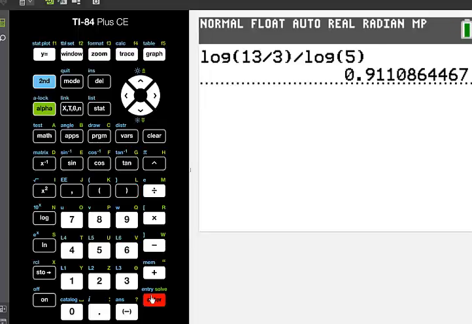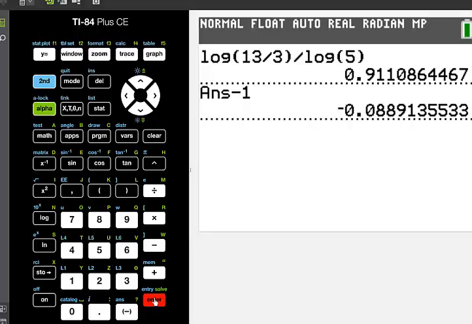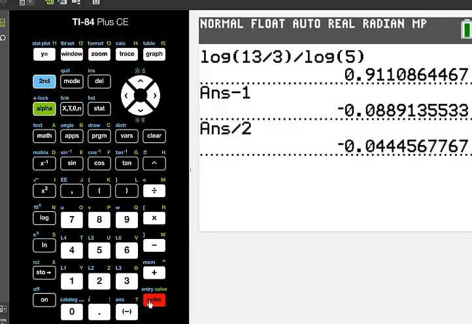Now that does create a long decimal, but the calculator will store that for you. In your next step, just type take away 1. Notice the calculator is taking your last answer and subtracting 1. That's exactly what we want. Hit enter again so that you have another preliminary answer. Now we want to take that answer and divide by 2. Our final decimal value is negative 0.0445, rounded off to 4 decimal places.